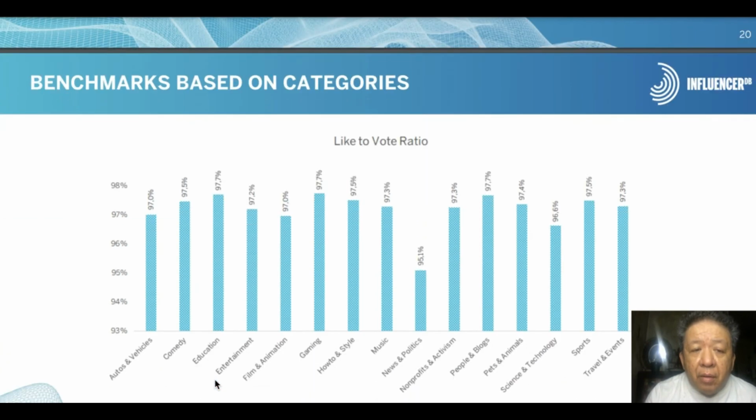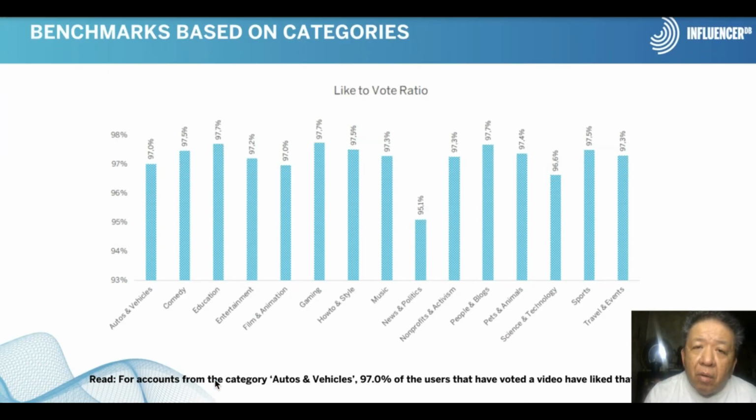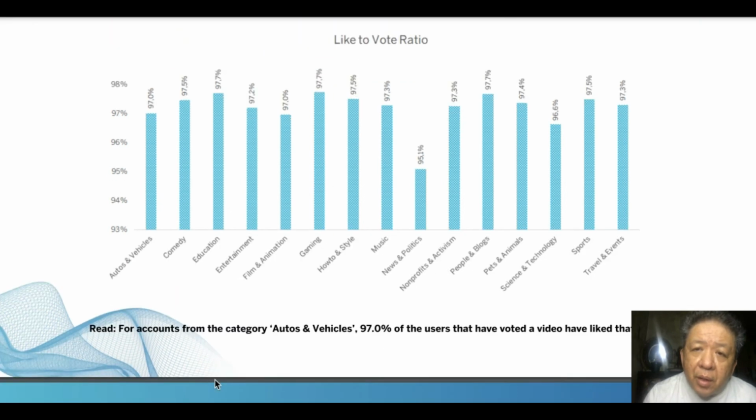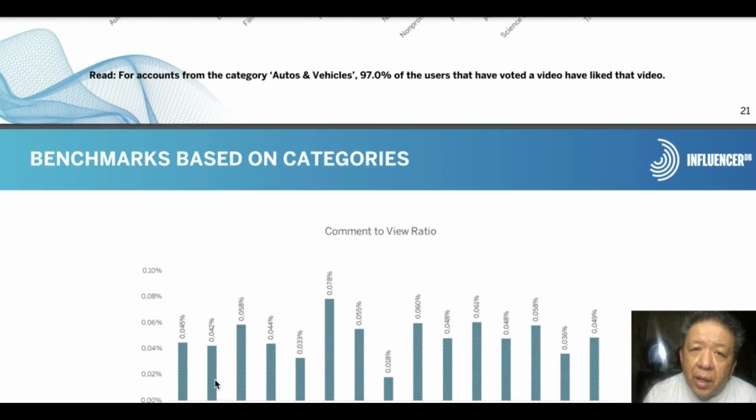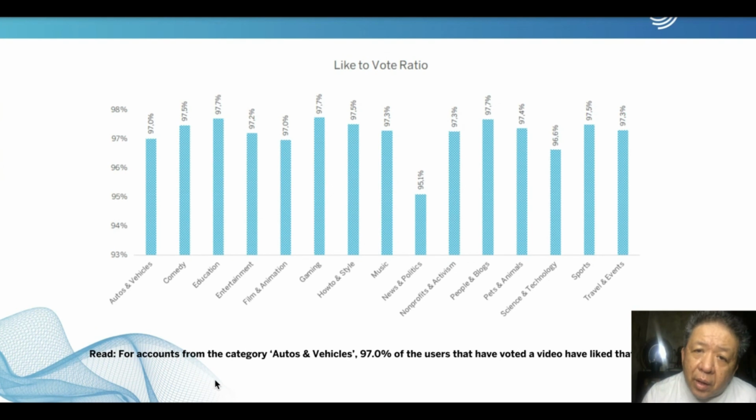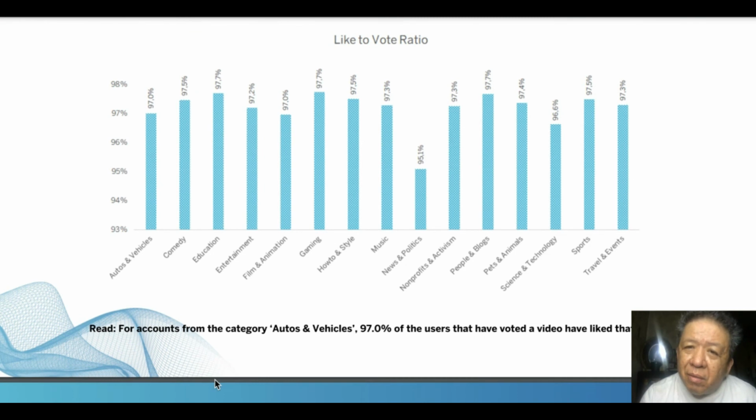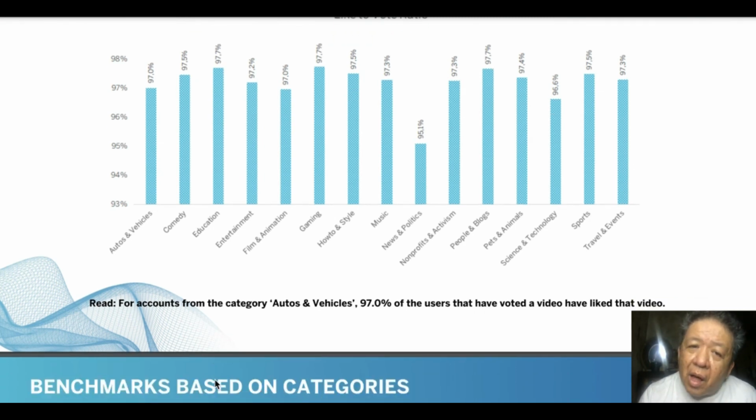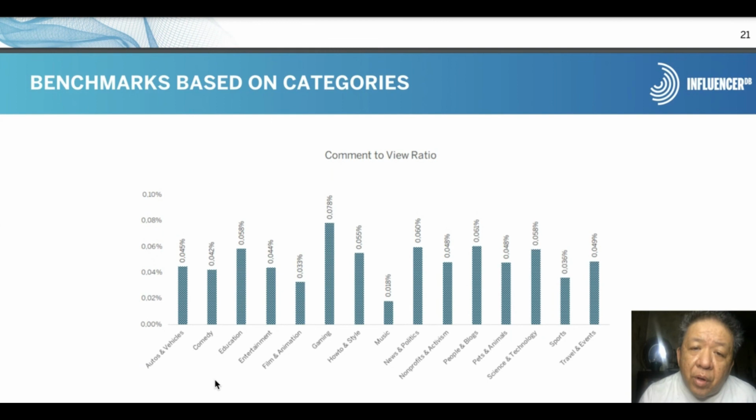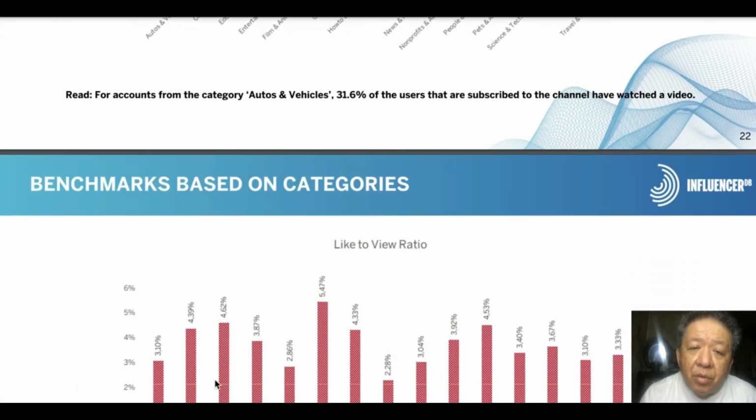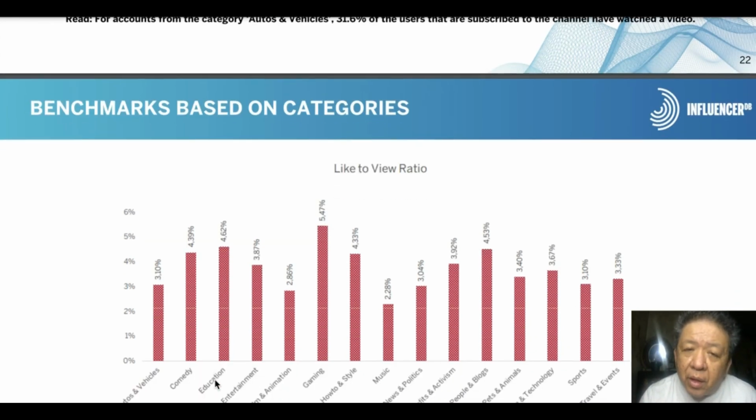Benchmark based on categories. Not really much difference, because the difference is 95 to 97%, not so much. But the highest category would be people and blogs and education. Also gaming, pretty much everybody, I think. How to and style. Comment to view ratio, gaming. Yeah, I think so also. Like to view ratio, again, gaming tops, followed by education.